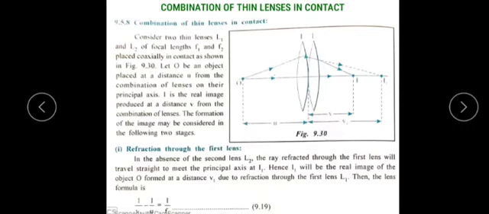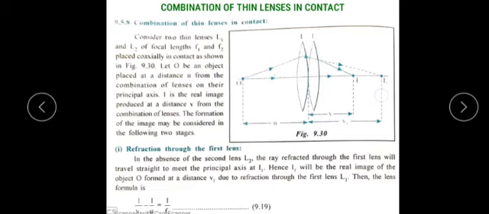The formation of the image may be considered in the following two steps. Here, the image is formed by following these two steps. In the first step, in the absence of the second lens, there is only one lens, that is L1. If only L1 is present, then a ray of light incident on the first lens is refracted and travels in a straight line to meet the principal axis.